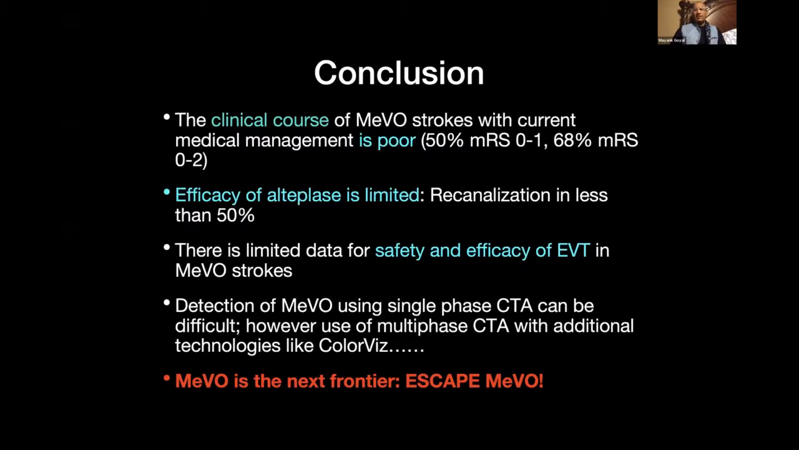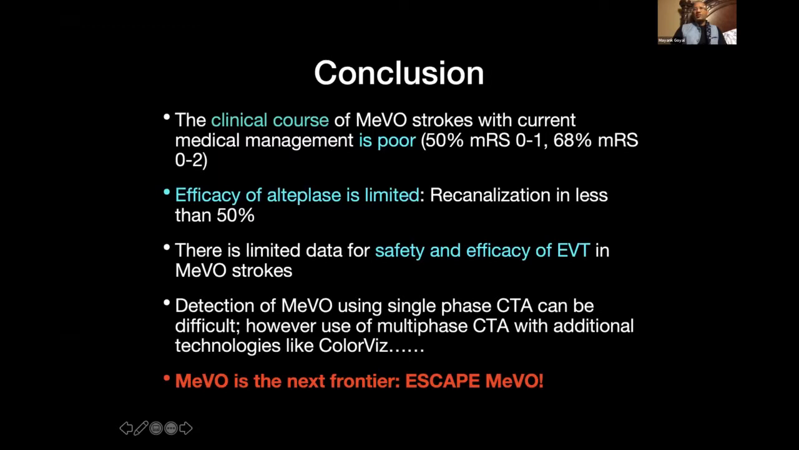There's limited data on the safety and efficacy of endovascular treatment in MeVO strokes, but many people around the world are treating it and want to treat it. And because they are treating it and wanting to treat it, it is a struggle from the point of view of a randomized trial. This is not a new thing for us. We fought these struggles before and we'll collectively fight them again.